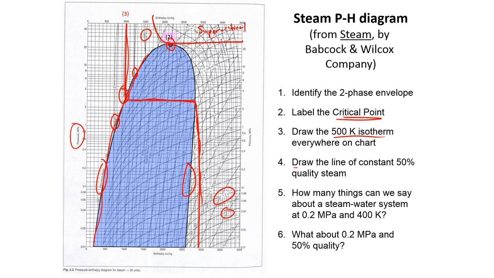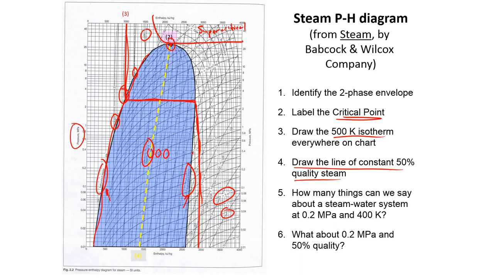Now we want to draw the line of constant 50% quality steam. Quality means the mass fraction of vapor versus liquid. If you have 100% quality, it's 100% vapor. Here we can see the quality percent, and right there is 50, 60, 70, all the way up to 100, where this is the saturated steam. There's the saturated water. So there's our 50% quality steam.